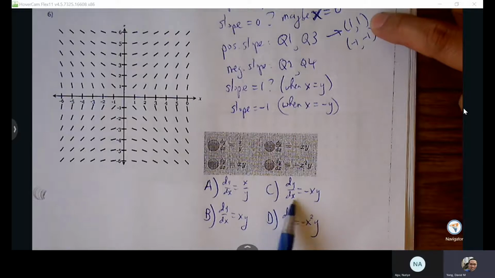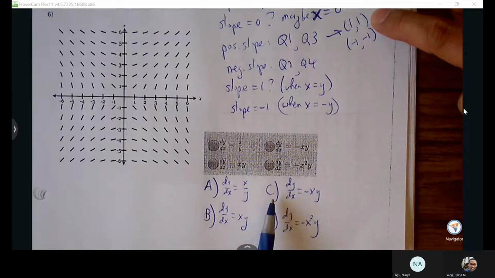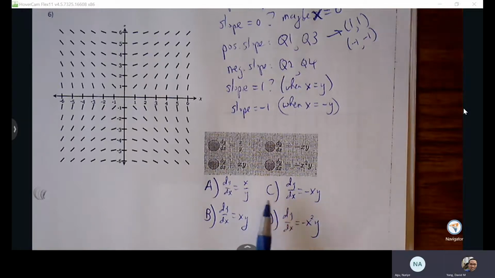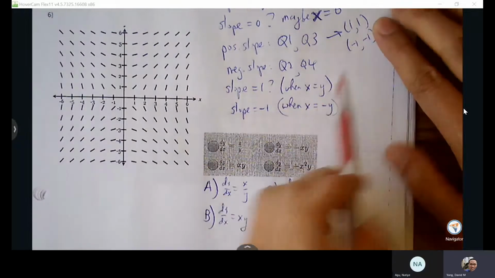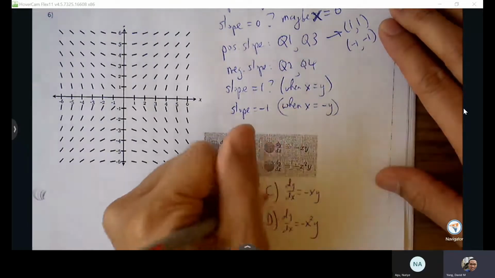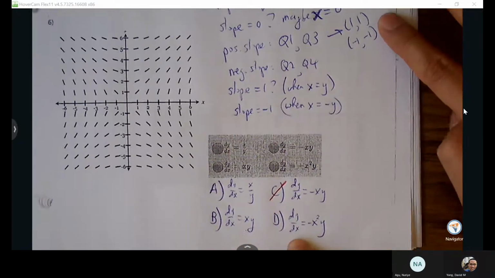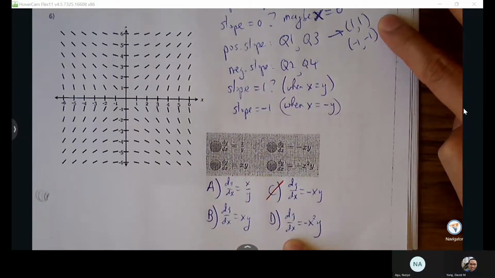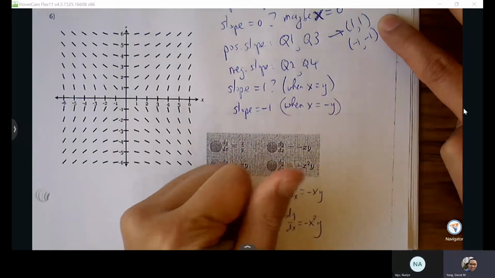How about C? Negative. Okay, what can we do here? Eliminate. Yeah, eliminate, right? We know that 1, 1 should be giving me positive slope, but it's not giving me positive slope here, so I can take that out. How about D? Also negative. Yeah, that's out.